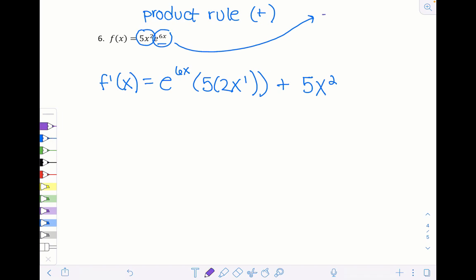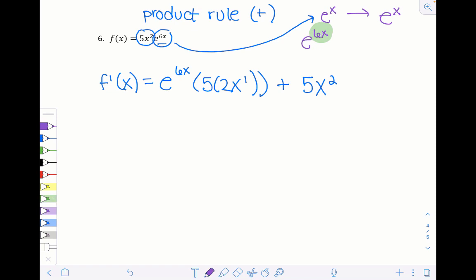E to the 6x, well, the rule for e is perhaps one of the easiest derivative rules because the derivative of e to the x is just e to the x. If only all the rules were that easy, right? So we will use that exponential rule, but we're also going to use the exponential function rule, which is basically just applying the chain rule. So since we have something more complicated, in this case e to the 6x, instead of just an x as our exponent, we have 6x.